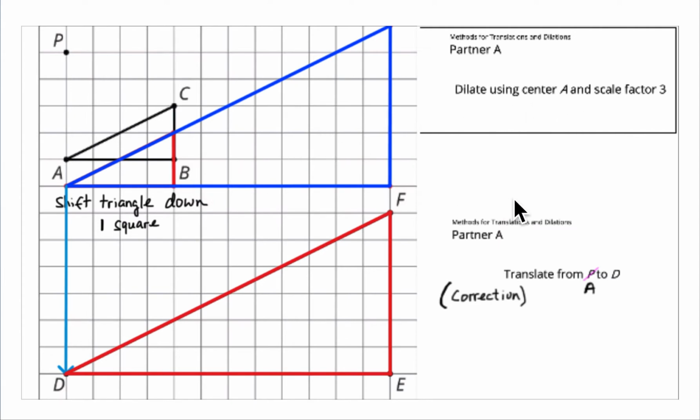So I did that, and then translate. And this is where you translate from A to D. So translate A to D. So I corrected this. You're not going to translate from P to D. Nothing's going to move from P to D. So this has to be a mistake.